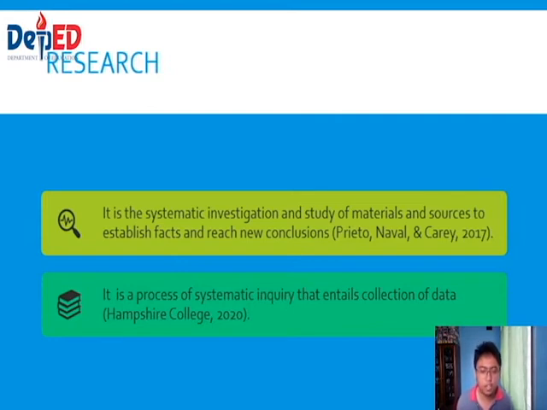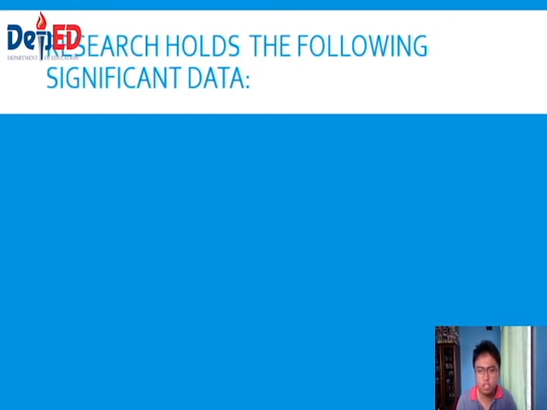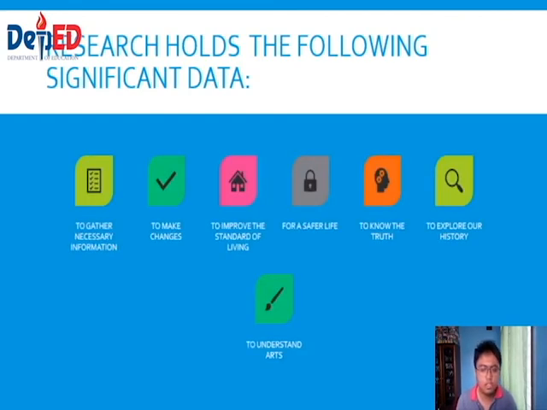And according to Hampshire College, it is a process of systematic inquiry that entails collection of data. So after you study the prior knowledge, you really need to collect your data and form your conclusions based on those data or treated data. So what research holds the following significant data. So first is to gather necessary information. Okay? If you want to know something, you need to gather information.